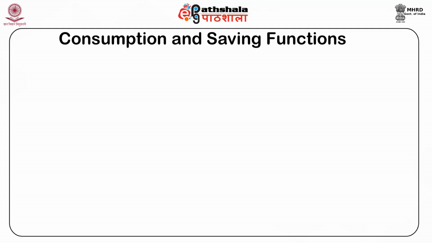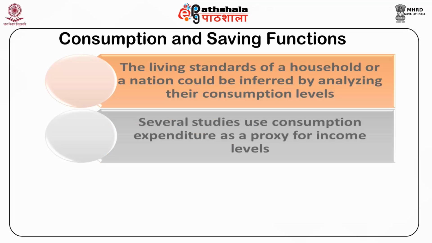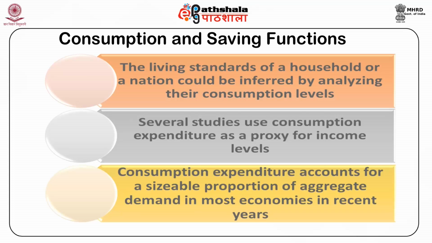Now, we go on to discuss the components of aggregate demand in detail. Let us start by looking at consumption and saving functions. The living standards of a household or a nation could be inferred by analyzing their consumption levels. Therefore, several studies use consumption expenditure as a proxy for income levels. In fact, consumption expenditure accounts for a sizable proportion of aggregate demand in most economies in recent years.